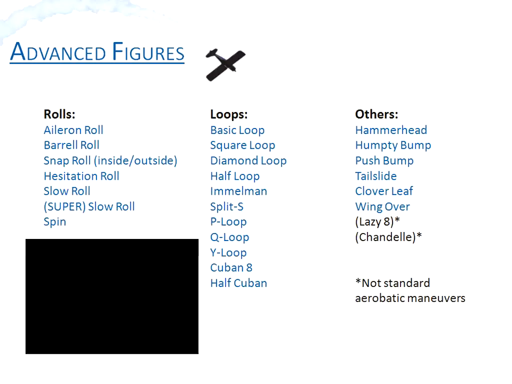Just real quick, the loops, there's lots of different ones. You have a square loop where you'll see actually square sides, and a diamond loop where they go up on a diamond, just take that square and tip it 45 degrees. The Immelmann is a half loop up, the split S is a half loop down. P loops, Q loops, Y loops, those are all just different shapes of loops.